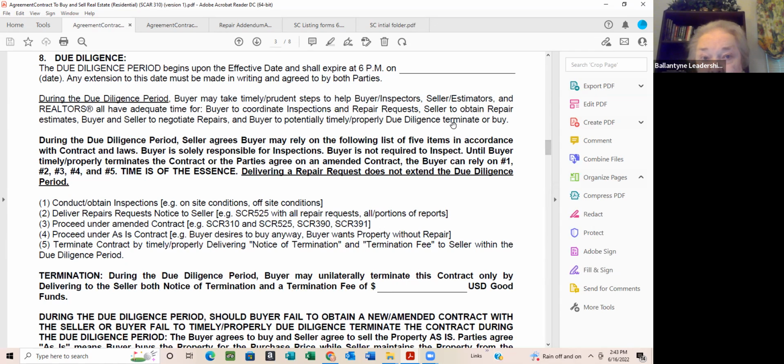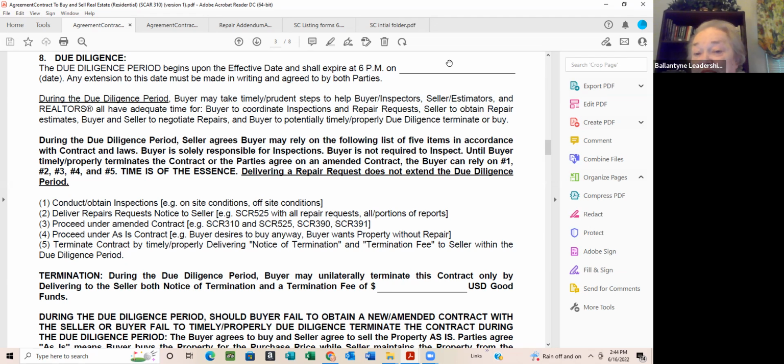Now look right here. It says the due diligence period begins upon the effective date, the date the contract is signed, and shall expire at 6 p.m. Remember, 5 p.m. in North Carolina, 6 p.m. in South Carolina. They just have to be different, okay? And it's going to expire on a certain date. That's not different from what you've already been using. It's 6 p.m. on a specific date, all right?